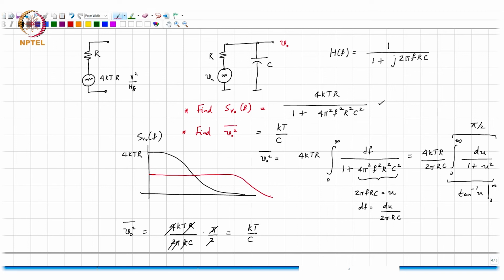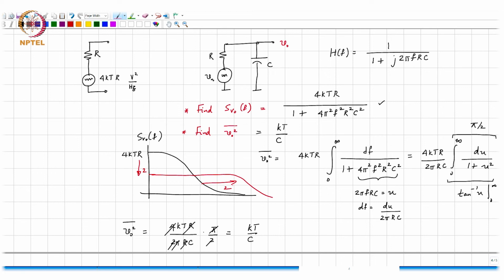The bandwidth has become wide, right? The spectral density has gone down by a factor. Let's say I reduce the resistance by a factor of 2. What has happened to the spectral density of the resistor noise? This has gone down by a factor of 2. But what has happened to the bandwidth? Well, the bandwidth has also gone up by a factor of 2.